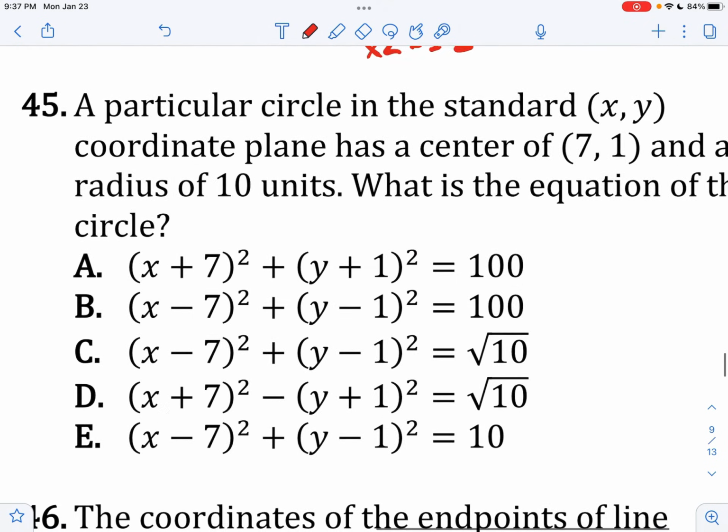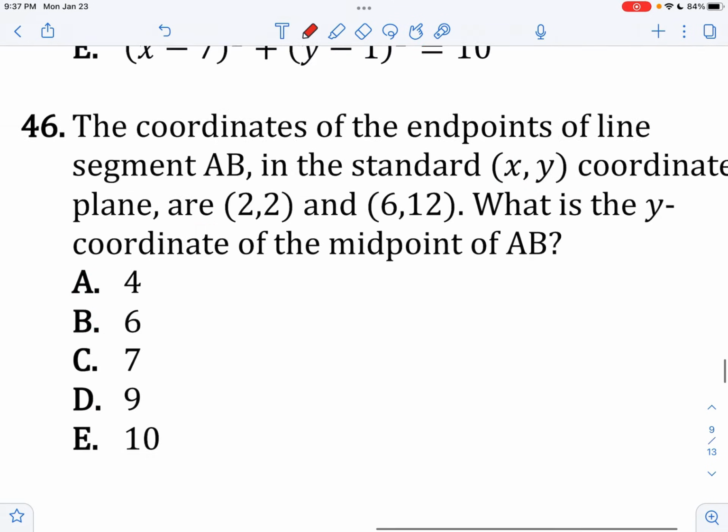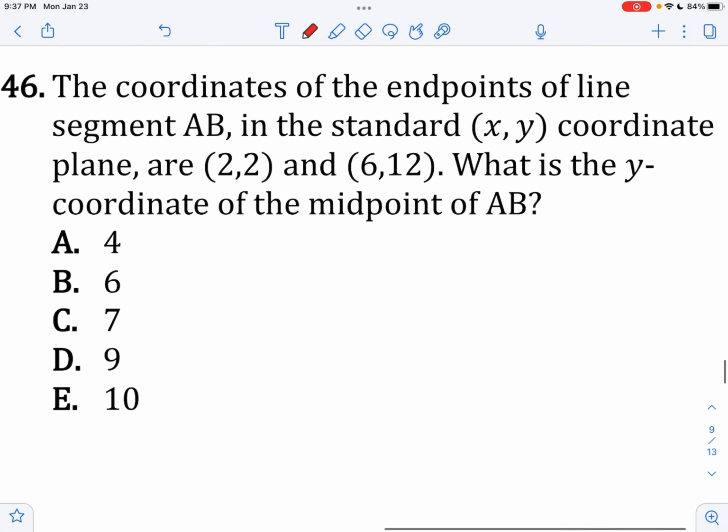A particular circle in the coordinate plane has a center of this and a radius of this. So x minus h, this is out, and then y minus k, this is it. The coordinates of the endpoints of a line segment are this and this. What is the y coordinate of the midpoint? So the midpoint is just going to be the average of the x, which is 4, and then the average of the y, which is going to be, what's right between 2 and 12? It should be 7.